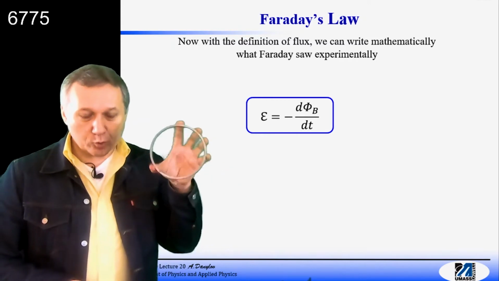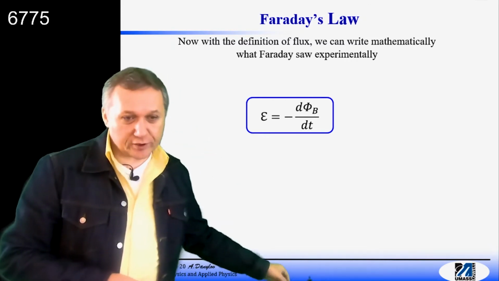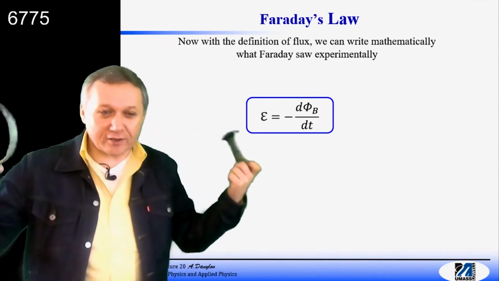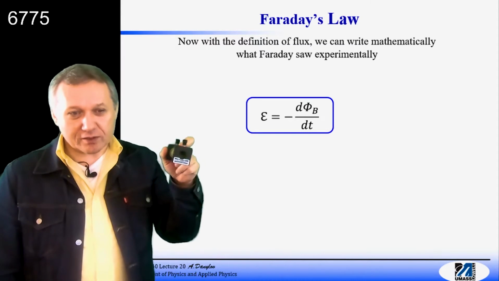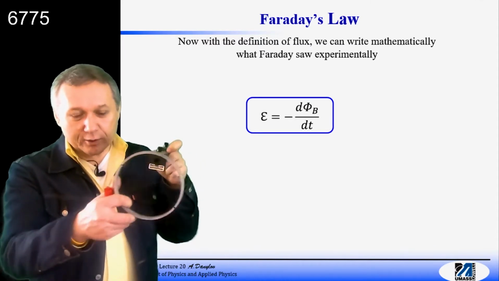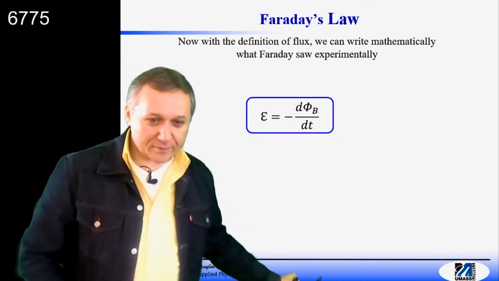You remember, if you have a loop. Okay, in this case, it's just one loop. In the description of a demonstration, we had a solenoid, but of course, a solenoid is basically just a few thousand loops.